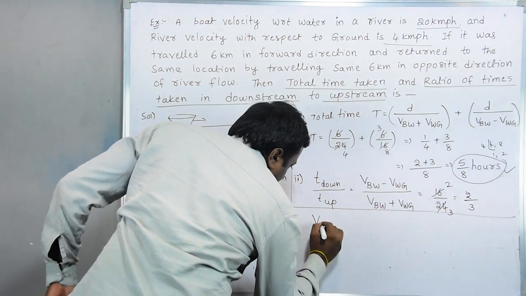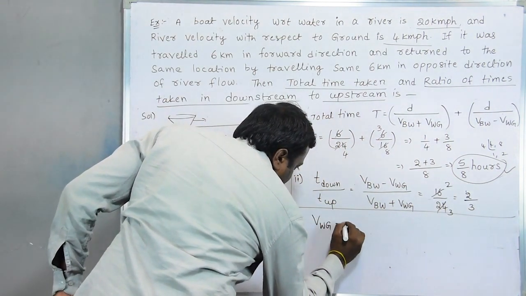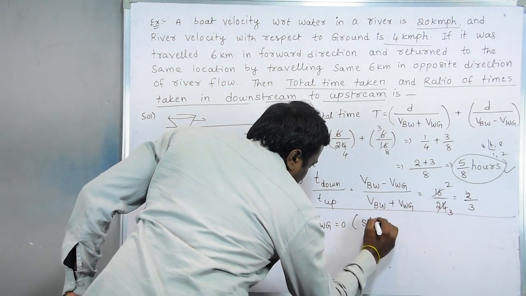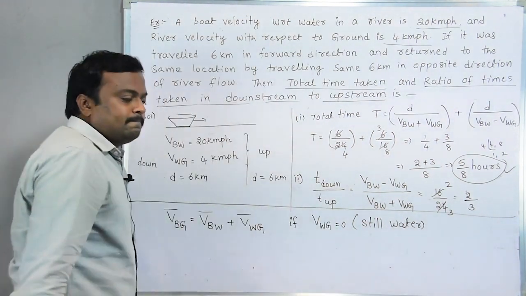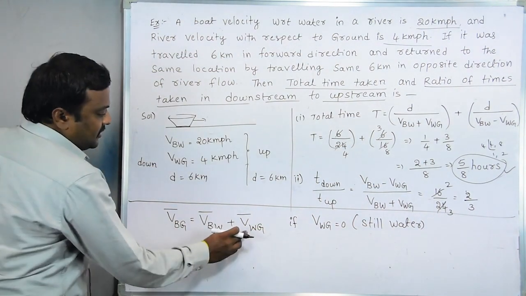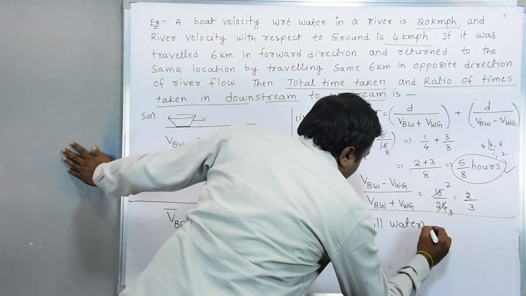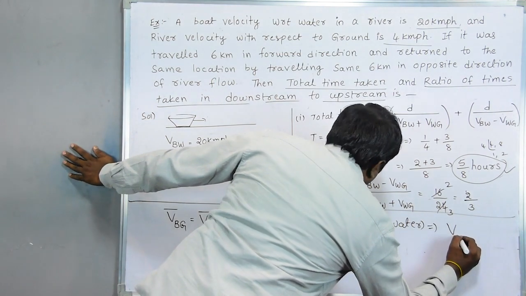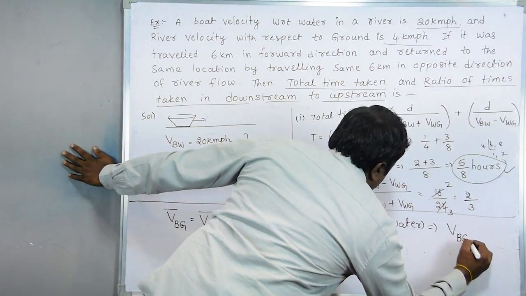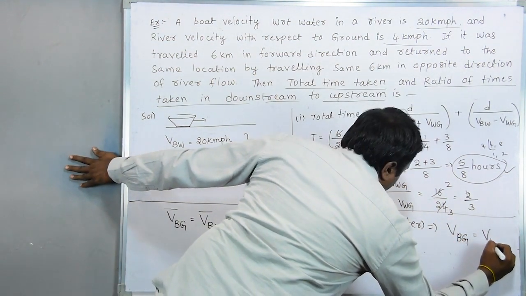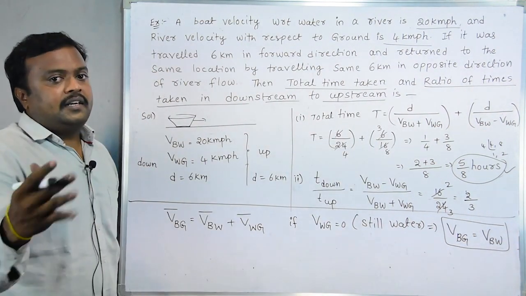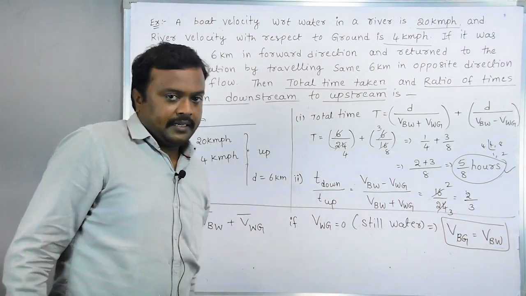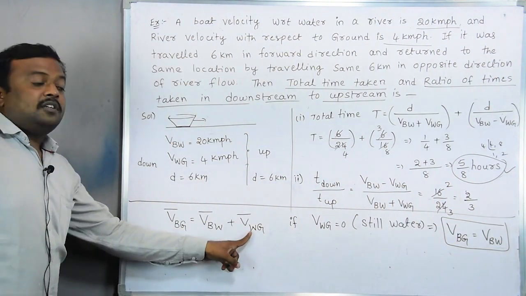Suppose in this first point, velocity of water with respect to ground is equal to 0, that means the boat is moving in still water, so this term becomes 0. Then what happens in this situation? Velocity of boat with respect to ground equals velocity of boat with respect to water, in vector form or scalar form, the same we will take, because this term is 0.